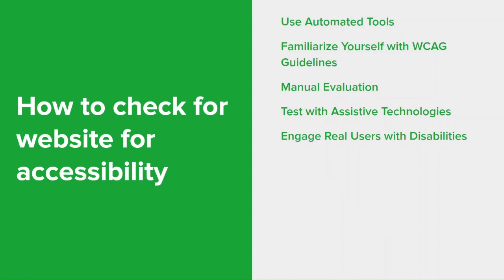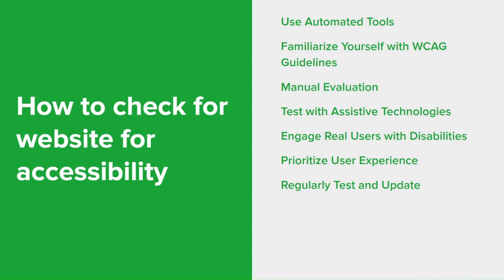It's also good to engage real users with disabilities, so essentially invite individuals with disabilities to test your website and provide feedback on their experience. Their insights can really uncover usability issues and accessibility barriers that you might not have identified. You also want to prioritize user experience. So accessibility is about creating an inclusive user experience. Ensure that your website is not just technically accessible, but also intuitive and user-friendly for all types of visitors.